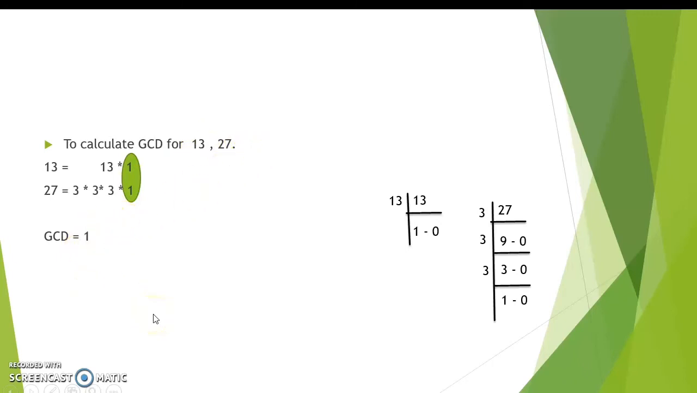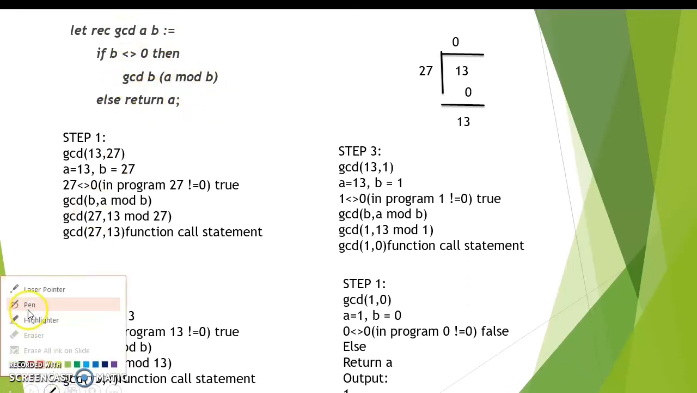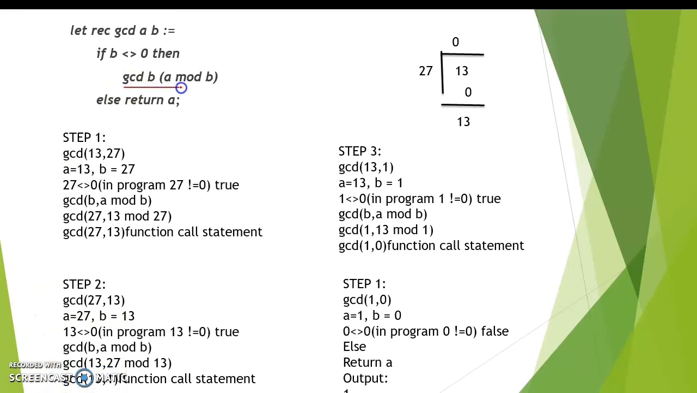Now you can see the algorithm. We already saw that let is the keyword used to specify a function, and rec is also a keyword, used to specify a recursive function. When a function calls itself, it is known as a recursive function. See this line: GCD B, within brackets A mod A B. This is the recursive call statement. When the control reaches this statement, the function is invoked again, so we call it a recursive function.